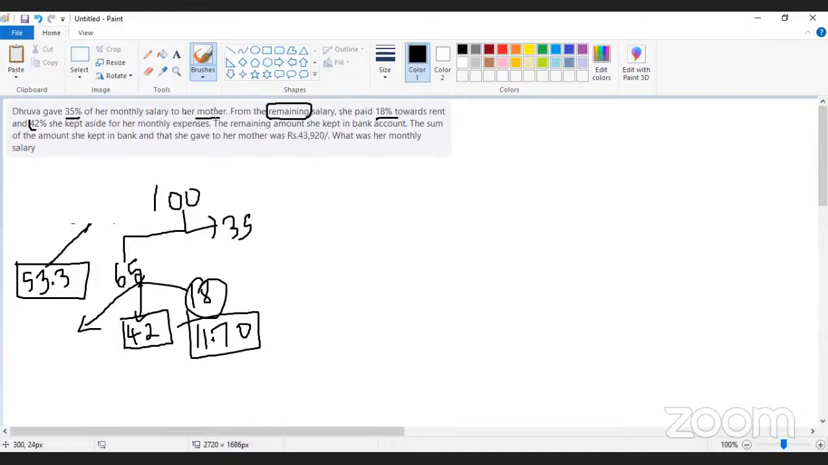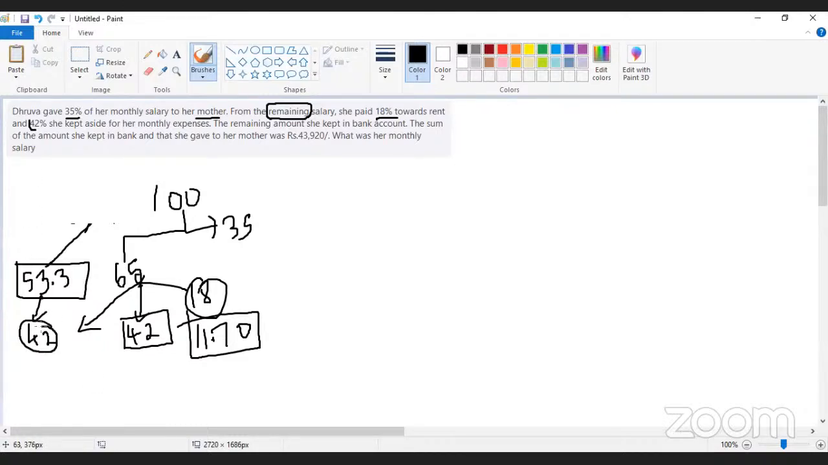So 35% of the monthly salary to mother. Remaining, she paid 18% towards rent, and 42% she kept aside for her monthly expenses. So here the word remaining is not given. If it is given, again check from that.